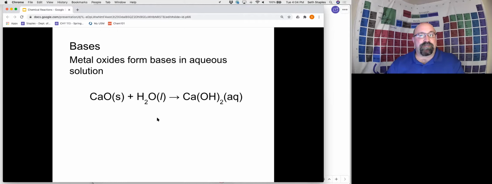Metal oxides form bases in aqueous solutions. And so if we have calcium oxide, for instance, and add that to water, we're going to form some calcium hydroxide. So that's one way that bases can form.